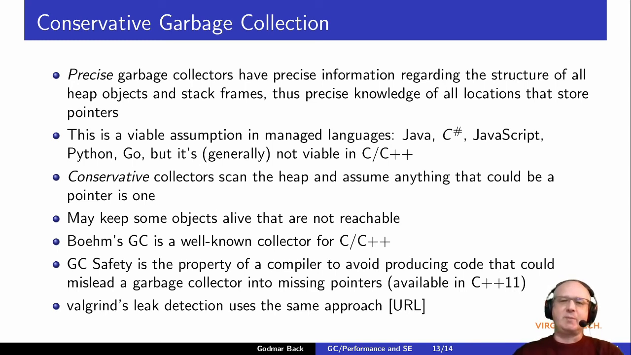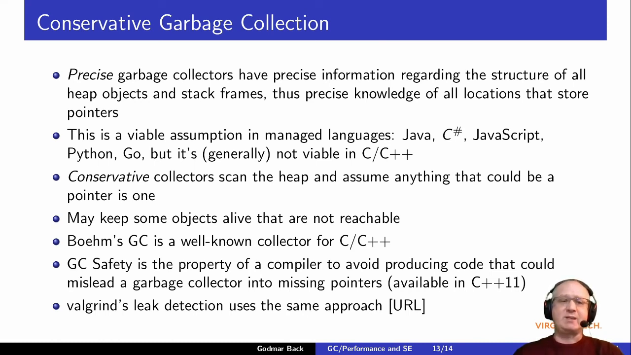This is unlike the collectors that are used in Java and C#. Those collectors are said to be precise garbage collectors. Here, precision means that they have precise information about where pointers are stored. They know for every single heap object what the fields are, what the types are. And in Java, for example, if the type of a field is an int, we know that there can't be a reference stored because the language is type safe, the compiler enforces this.